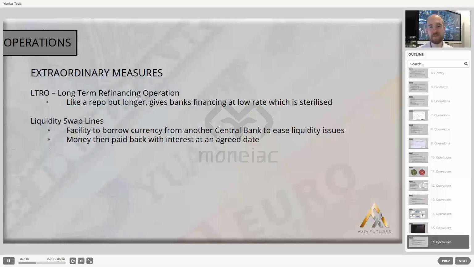As always, the money is then paid back with an agreed interest on a certain date. This was used quite a lot early on in the financial crisis, where people had need for dollar funding in particular, and so swap lines were opened up between the UK and the Fed, the ECB and the Fed, and Bank of Canada, so various different swap lines. So that's the idea of it, to create other currency funding in your own country.